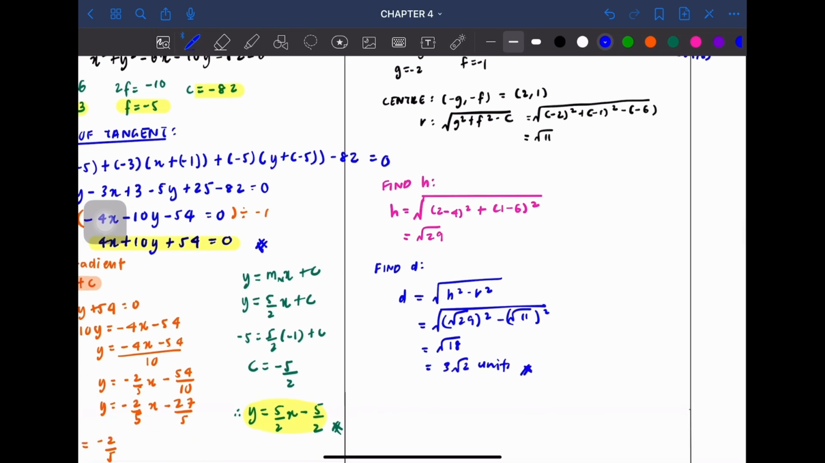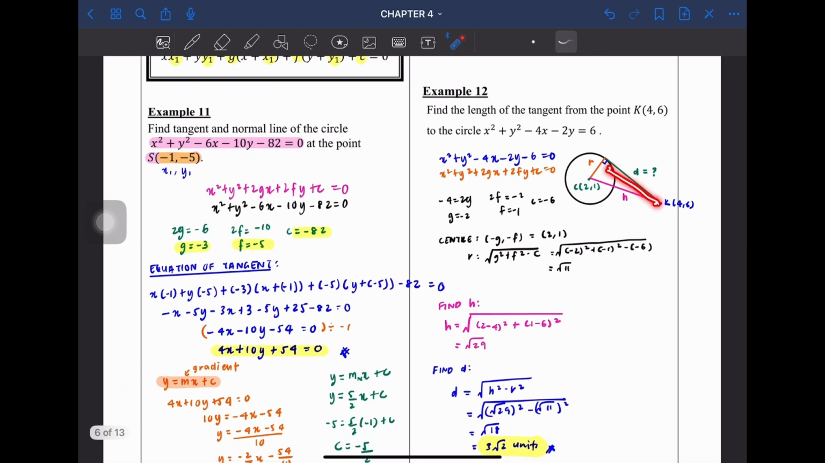So this is your length of tangent from point to the circle.